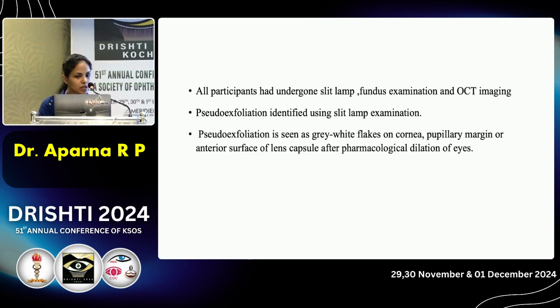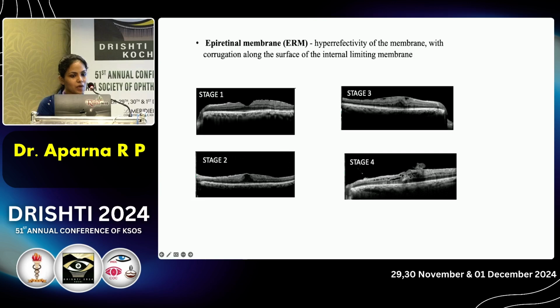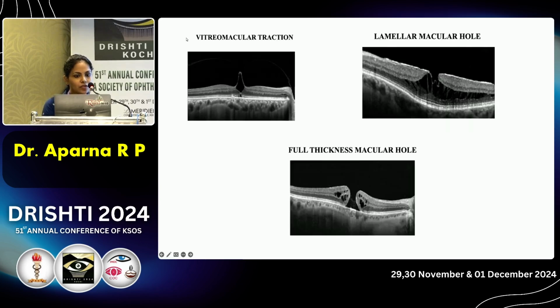Pseudoexfoliation was identified using slit lamp after pharmacological dilatation as grey white flakes on the cornea, pupillary margin or anterior surface of the lens capsule. The OCT imaging was screened for vitreoretinal interface pathologies, which were defined based on the criteria of the International Vitreomacular Traction Study Group. Epiretinal membrane is defined as a hyperreflective membrane with corrugations along the surface of the internal limiting membrane, and vitreomacular traction as a detached posterior hyaloid with attachment at at least one point with altered foveal contour and inner retinal layers.